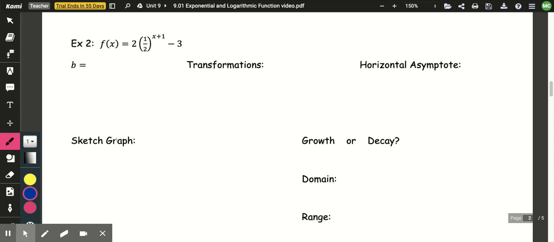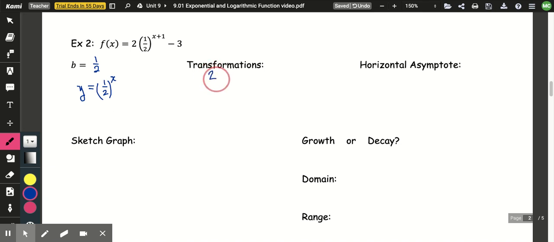For this next example, we've got a b value of 1/2, which means the parent function on this one is y equals 1/2 to the power x. So for this function, I'm starting out with exponential decay because the b value is between 0 and 1. So let's go through the transformations on this one.